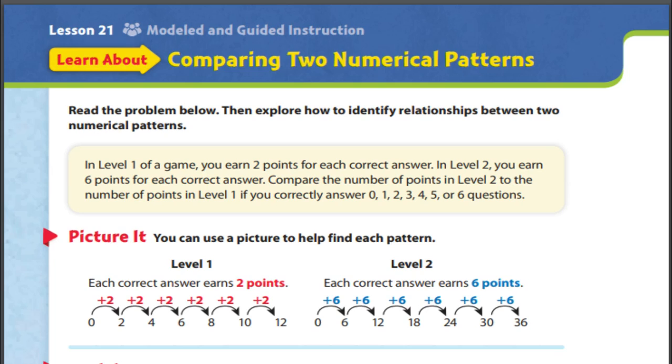So here in Picture It, we have level 1, and it is showing us what that pattern looks like, which basically you're earning 2 points every time. And then level 2 is different because you're earning 6 points every time. So you're just looking at that and observing it, and we will use that in the next set of questions.